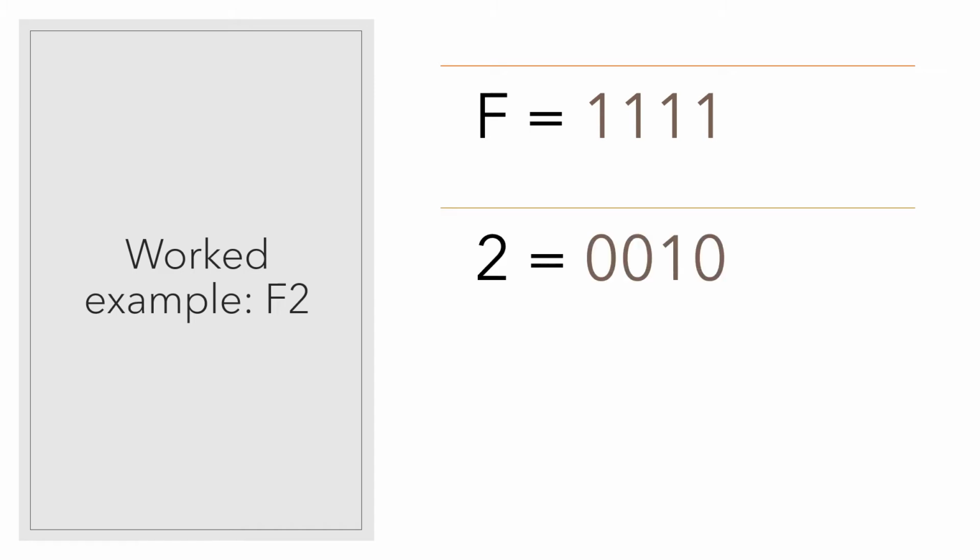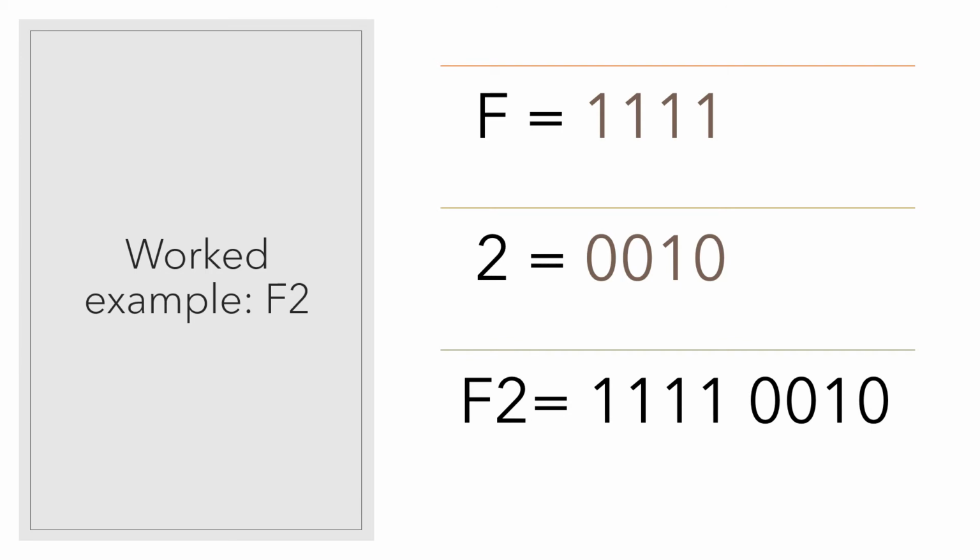Here's another example. What if we wanted to convert the hexadecimal number F2 into binary? Well, F is actually 15 in decimal, and in binary it's 1111. 2, we've already looked at, 0010. So F2 is those two binary digits put together, 1111 0010. And that's it.